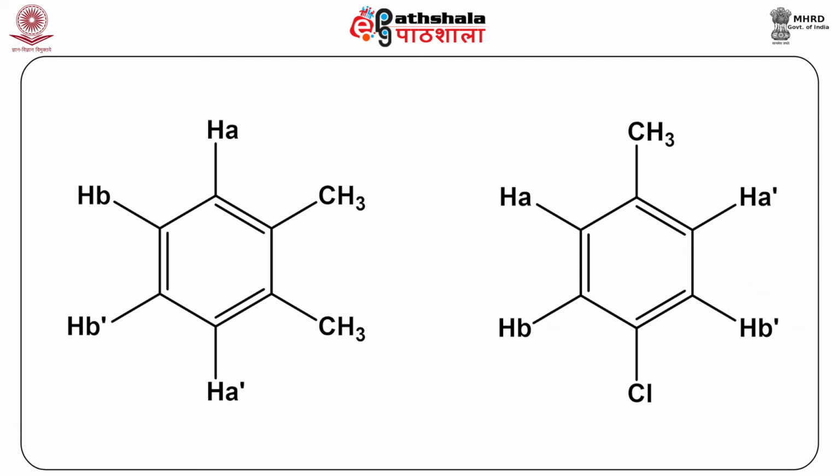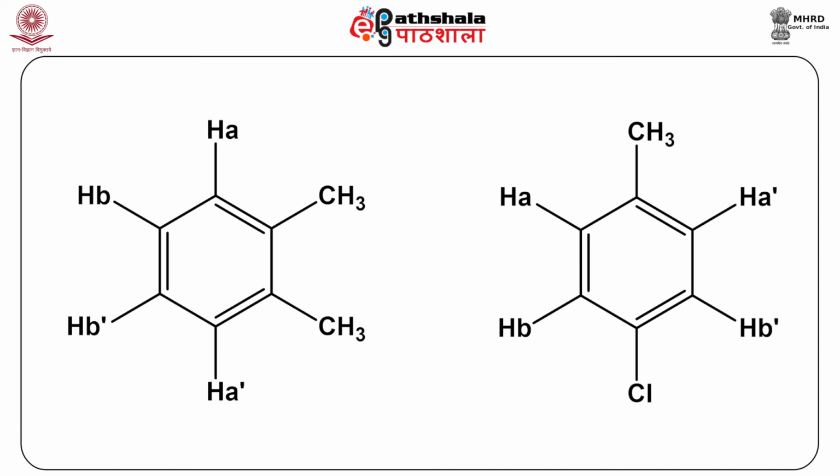Now, students, let us first talk about the proton HA. The HA proton at the C3 position has a 3J coupling to the nearest HB proton, at the C2 position, and a 5J coupling to the HB dash proton, that is the proton at the C6 position. Thus, the proton being observed has different coupling constants to the two different chemically equivalent protons, that is HB and HB dash. Hence, both HA protons are not magnetically equivalent.